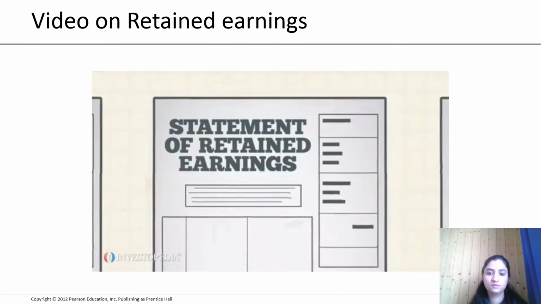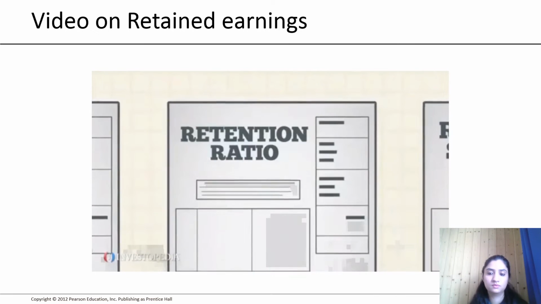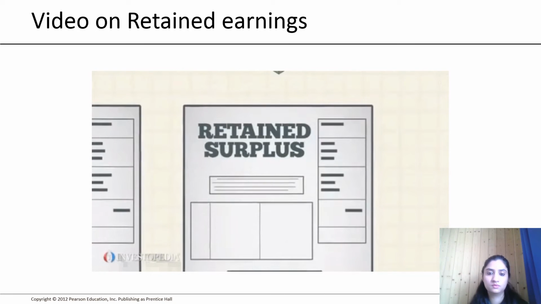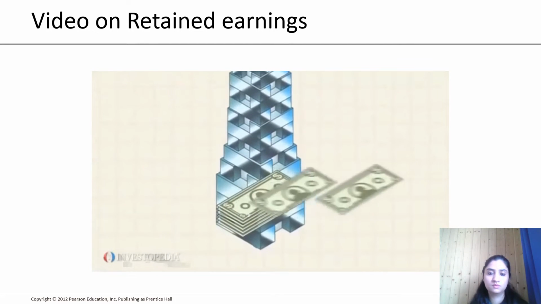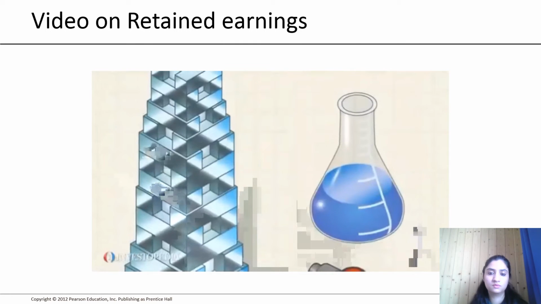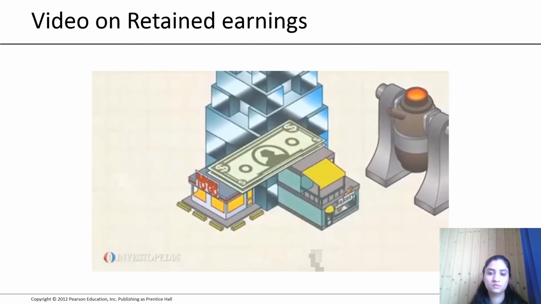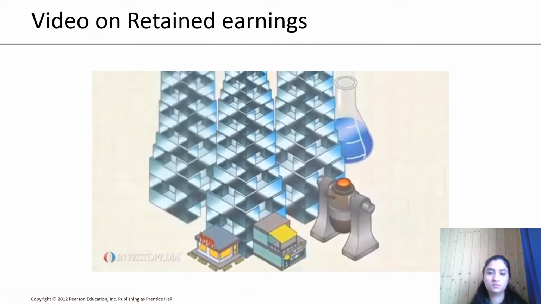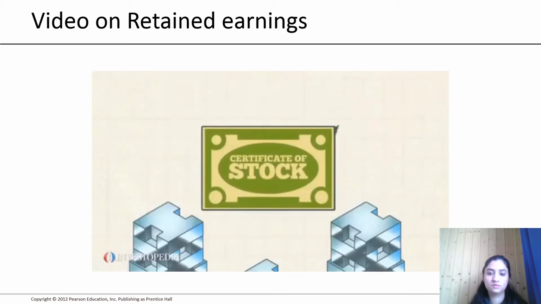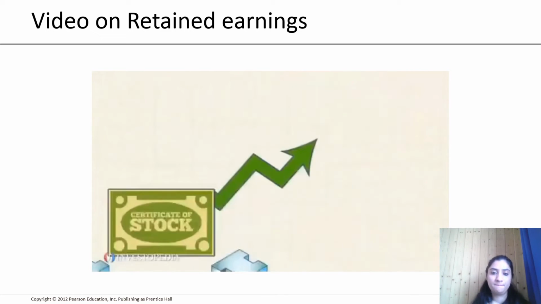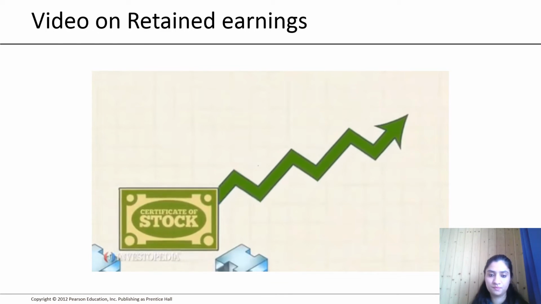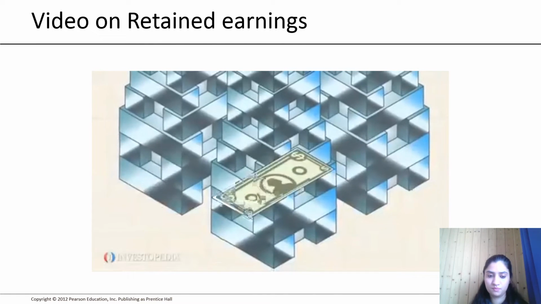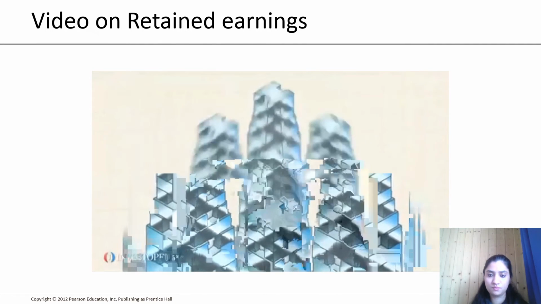You may also hear retained earnings referred to as the retention ratio or retained surplus. When companies reinvest their retained earnings, they're expecting to earn a return on that investment, whether they're investing in new machinery, research and development, expansion into another market, or anything else that would help the company grow or become more efficient and profitable. Increases in a company's share price or its earnings per share over time are good indicators of how effectively the company has been using its retained earnings to help the company grow.